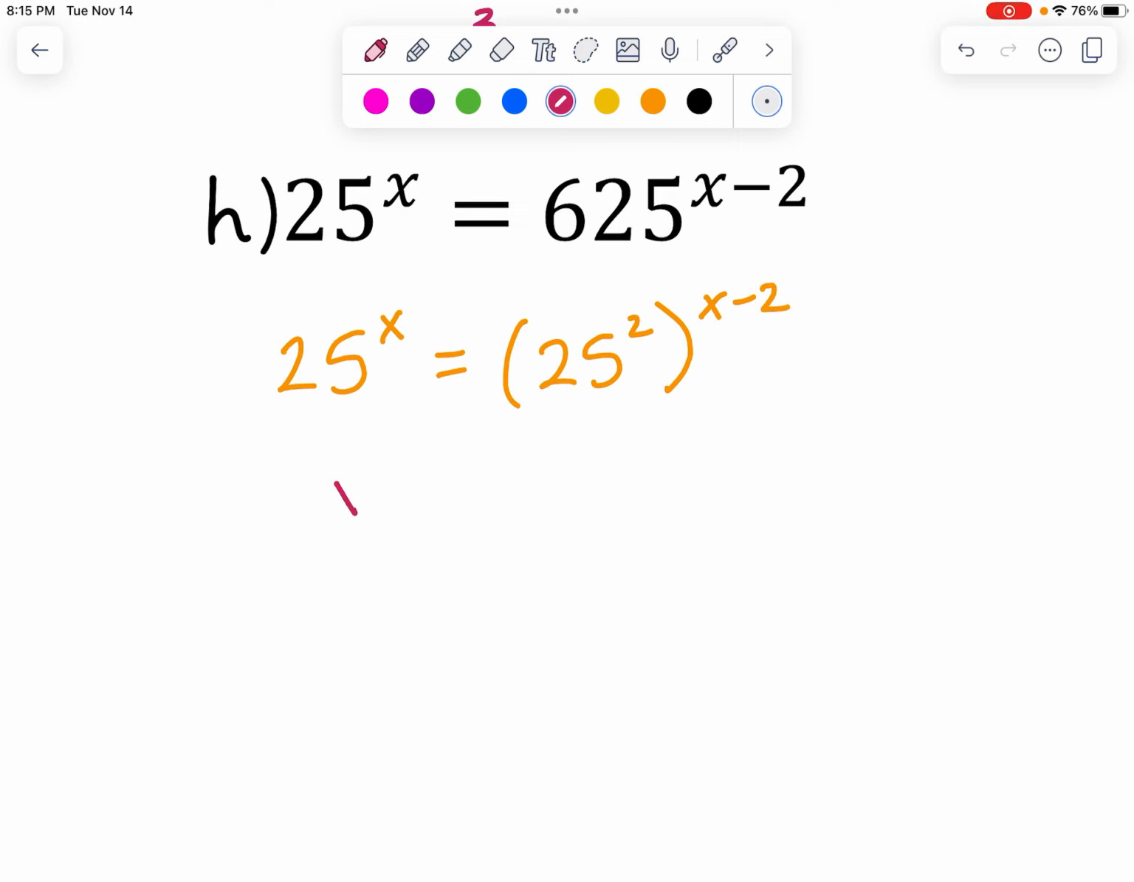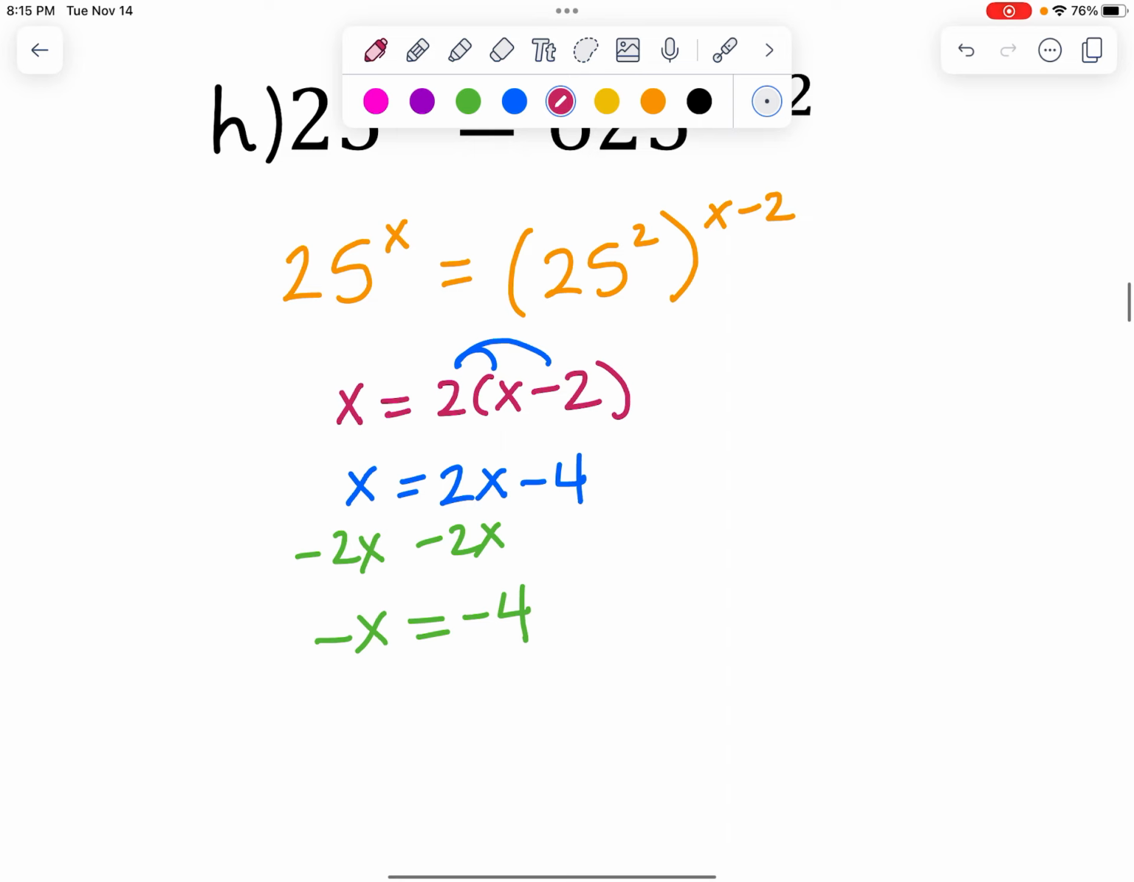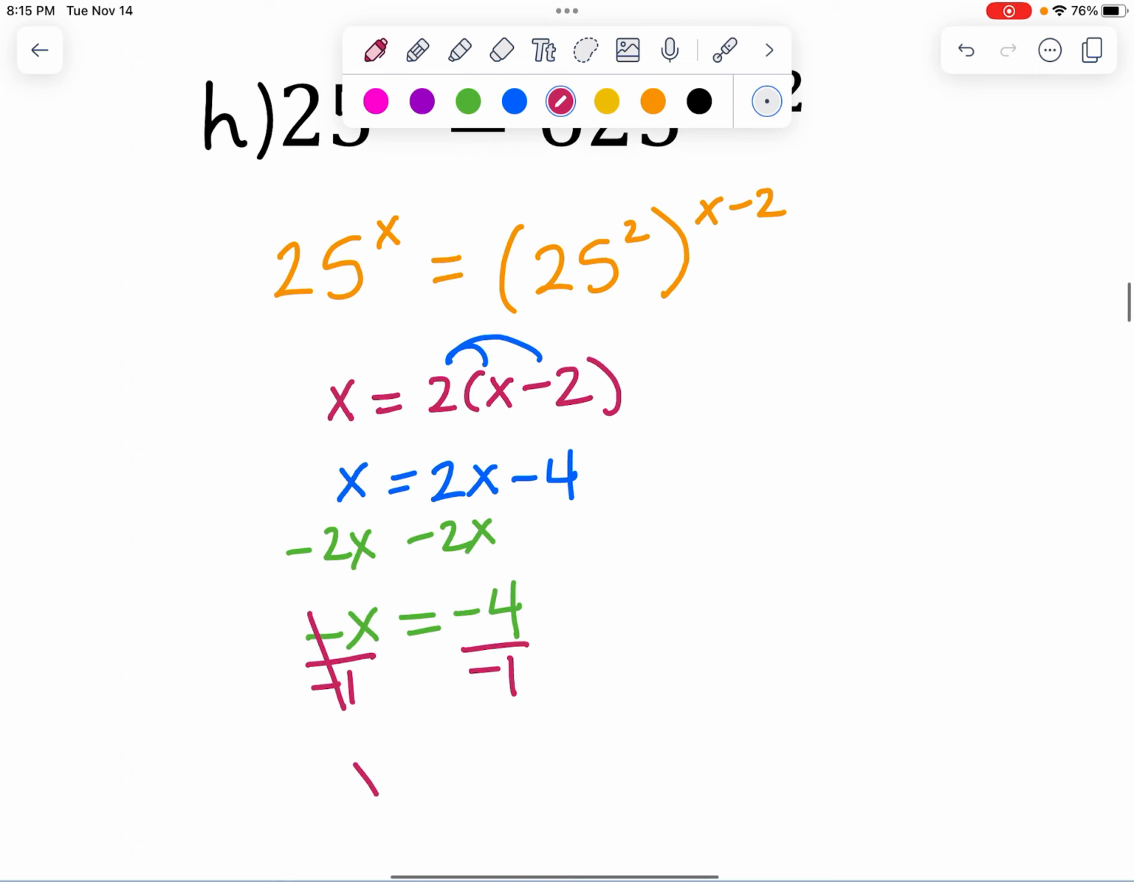All right, set the exponents equal. I'm going to distribute the 2 here, so 2x minus 4 equals x. I will then subtract 2x over, and I get -x equals -4. Now, even though it looks like x is alone, it does have that negative out front, which we need to cancel. So I'll just divide both sides by -1 so that those cancel, and I get x equals +4.